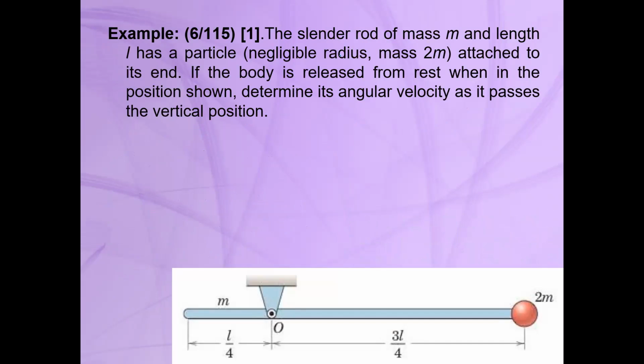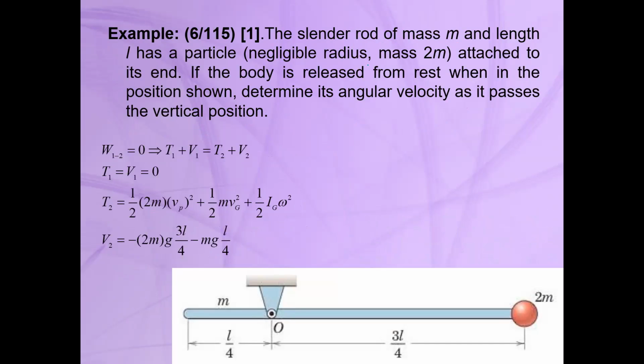Okay, the next example, we have a slender rod of mass m and length L, with a particle of negligible radius and mass 2m, so the mass of this particle is 2m, attached to its end. If the body is released from rest in the position shown, determine its angular velocity as it passes the vertical position.